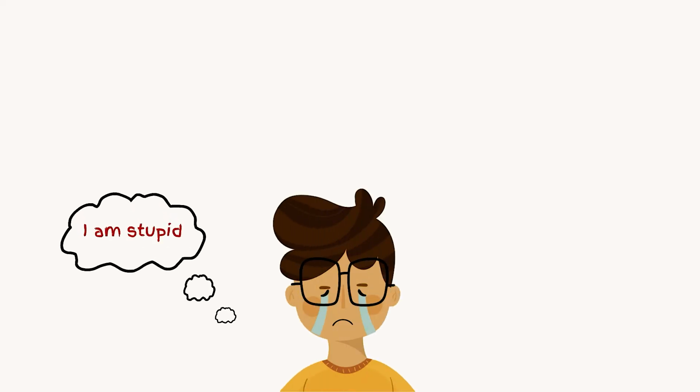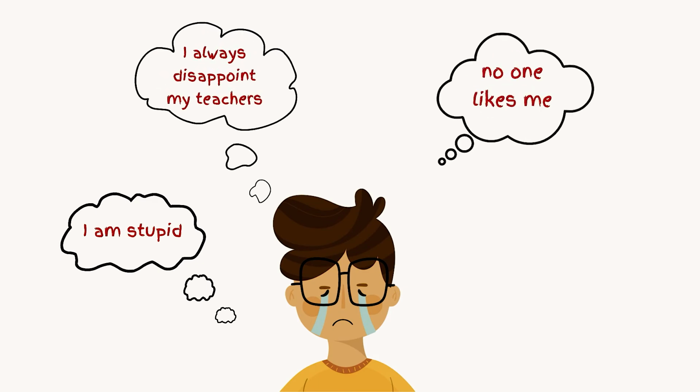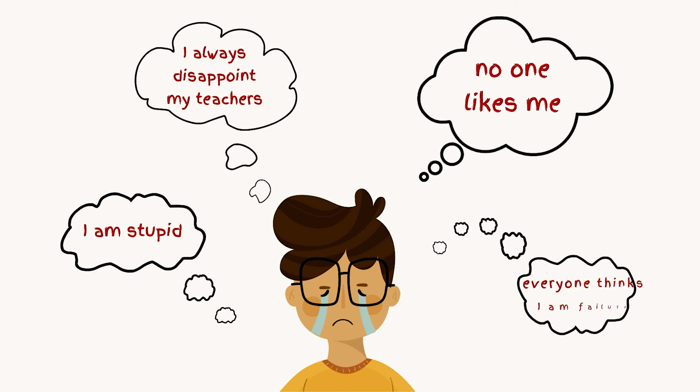Some questions like, who all are present in the audience? Who are these teachers? Why are they angry at me? What are they thinking about me? These questions often elicit irrational apprehensions about the future. I'm stupid, I always disappoint my teachers, no one likes me, everyone thinks I'm a failure, and so on. So these were the 4 strategies which you can use in order to identify your negative automatic thoughts.